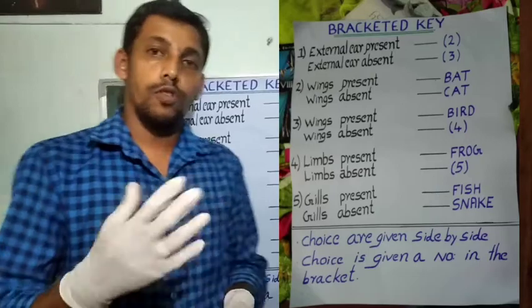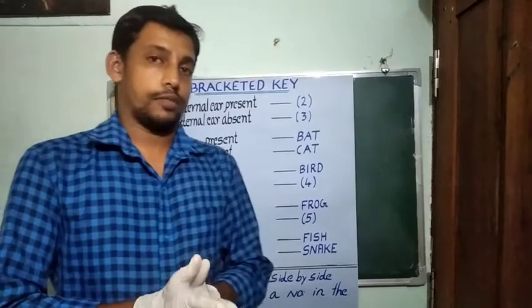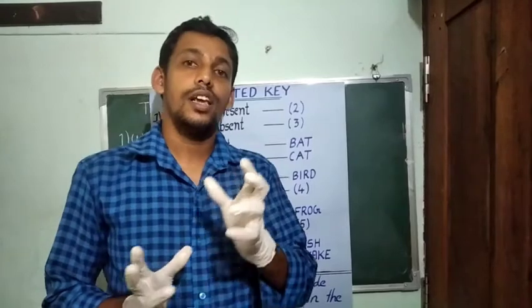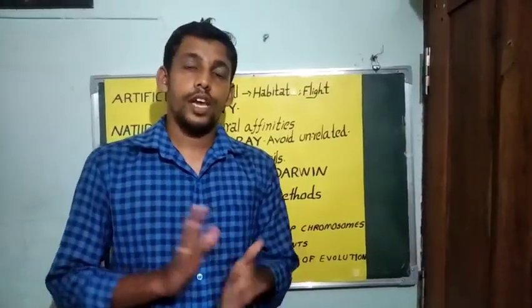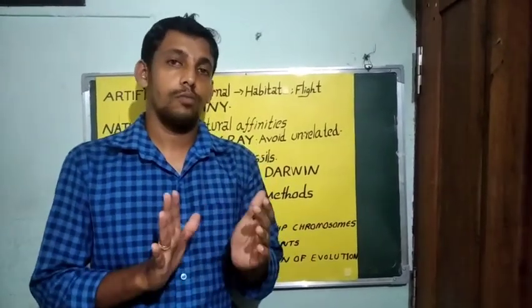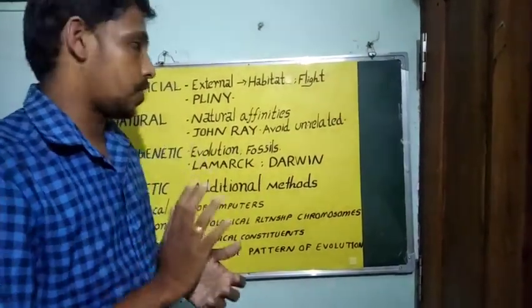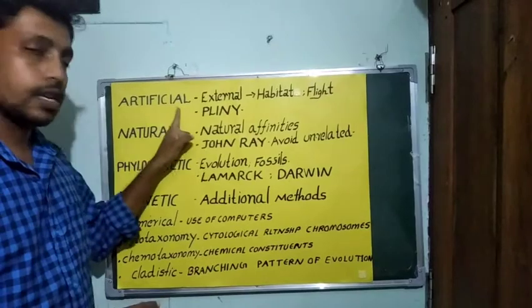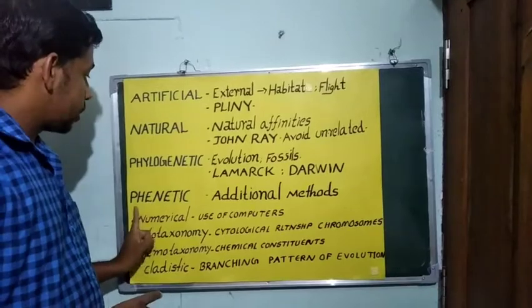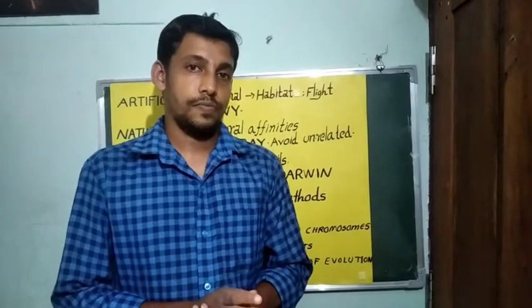And now we are moving to the last section of our first chapter, that is the biological classification. The systems of biological classification. Now we are going to discuss the system of biological classification. There are mainly 4 systems: the first one is the artificial system, then the natural system, the phylogenetic system, and the phenetic system. So these are the 4 systems of biological classification.